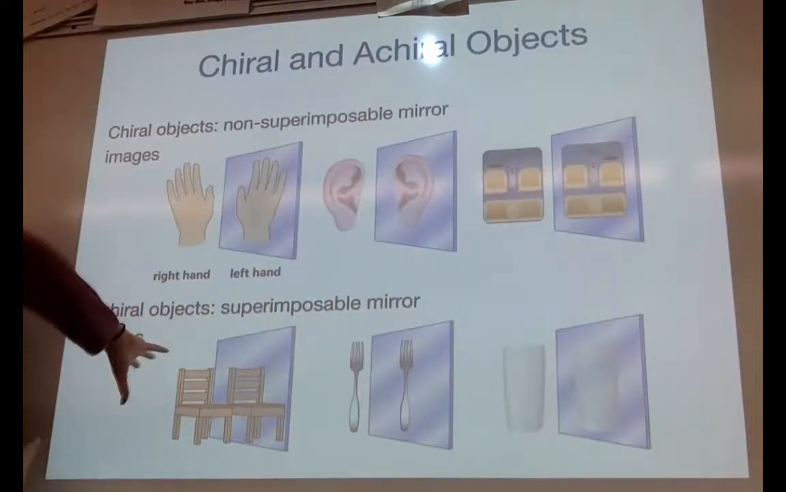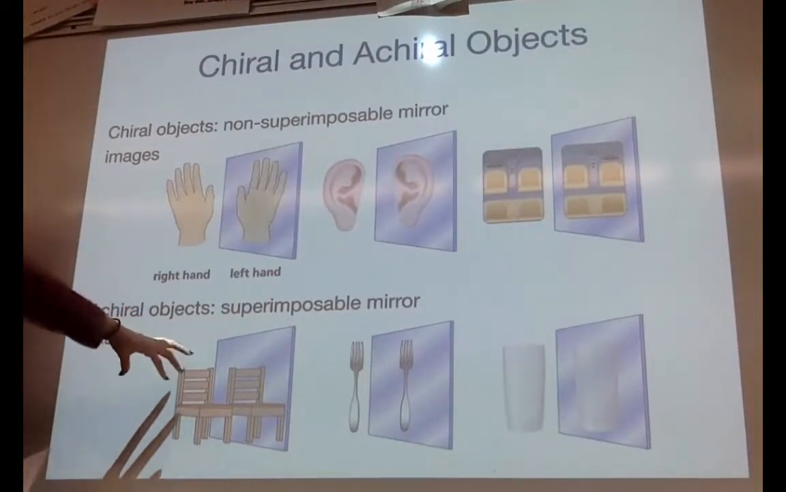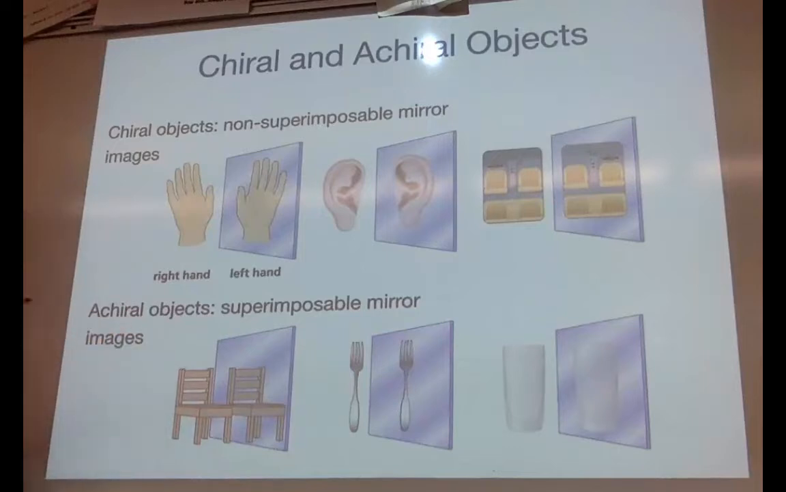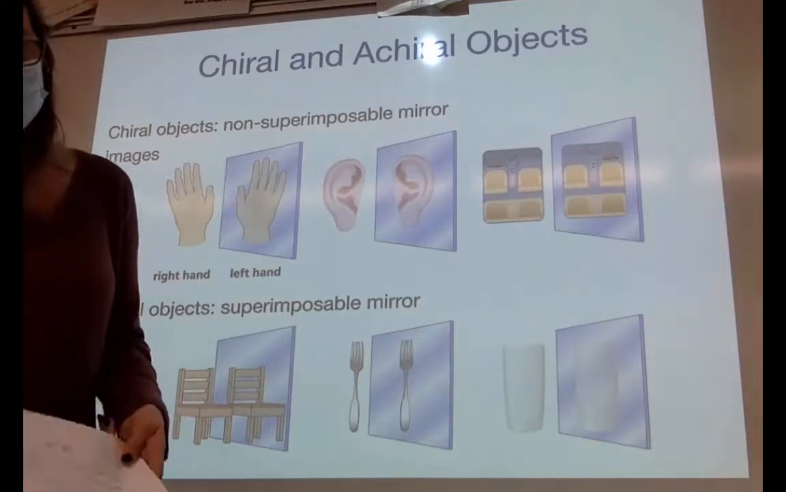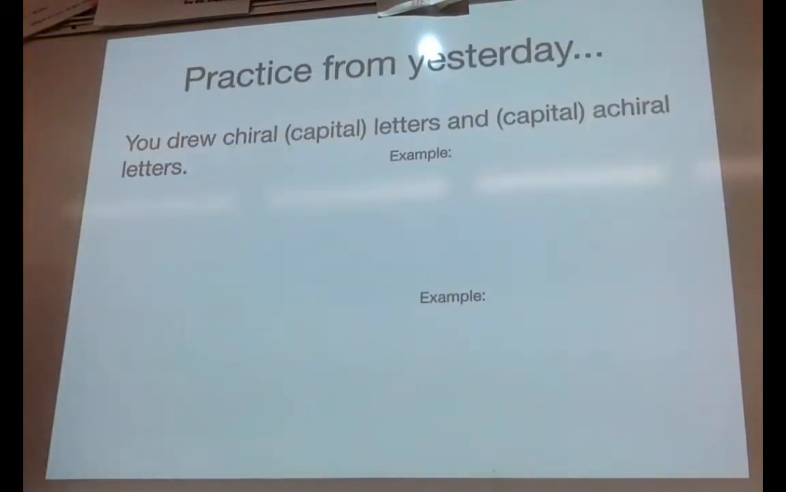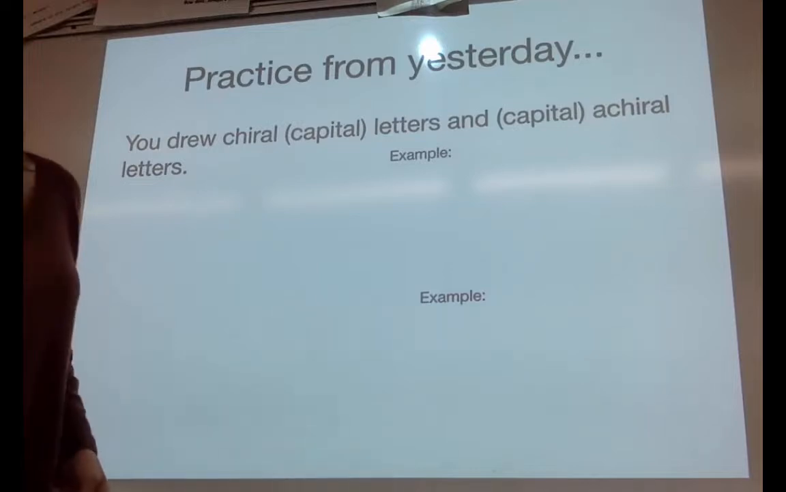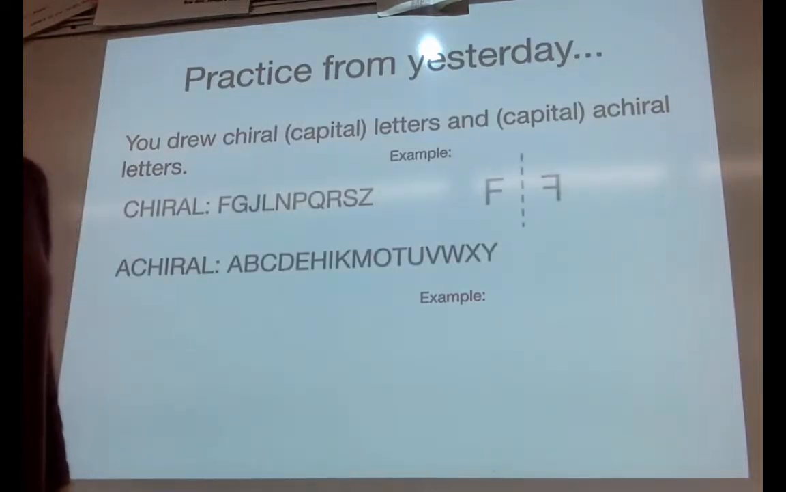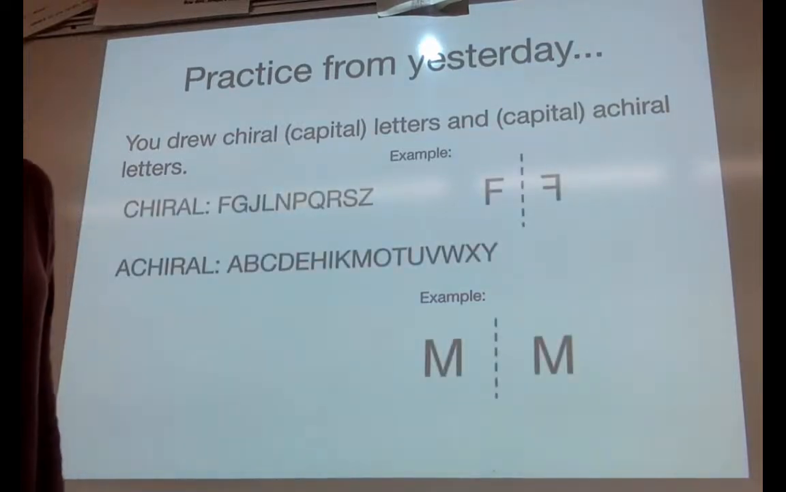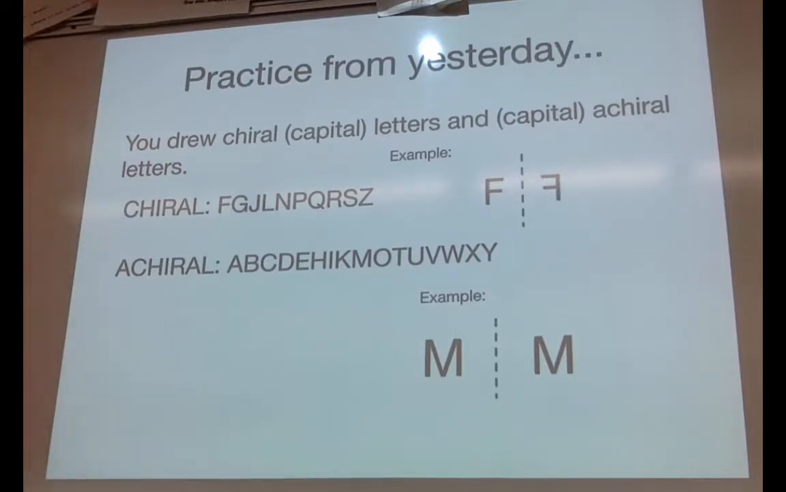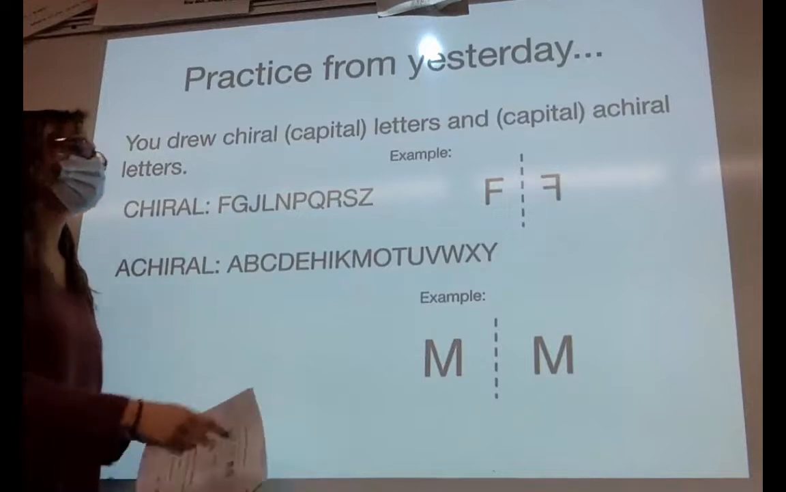Sometimes you have to look at how we can rotate a molecule to see if it's the same thing. So it becomes some visualization as well, which for some people might be a little bit difficult, but that's why we have the model kits. In the activity that we did last week, we looked at capital letters that were chiral and capital letters that were achiral. Achiral just means not chiral. Chiral means the mirror images are different.